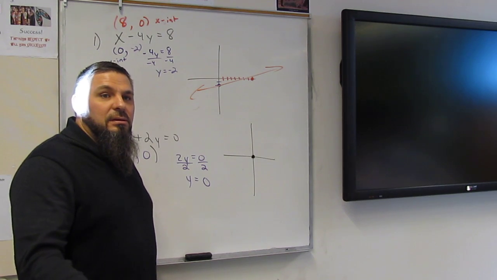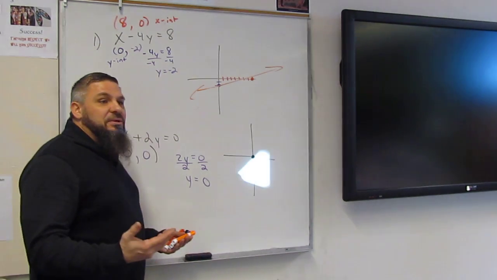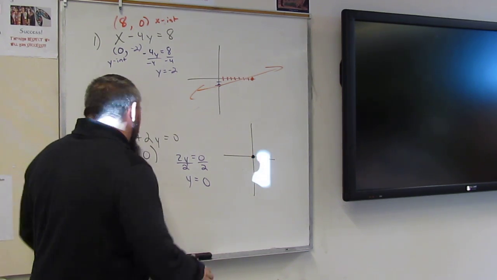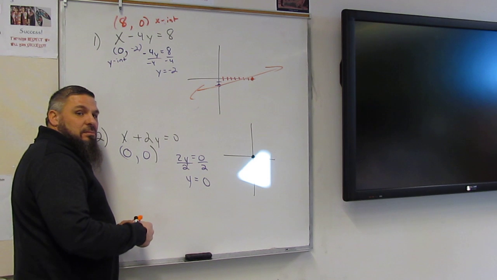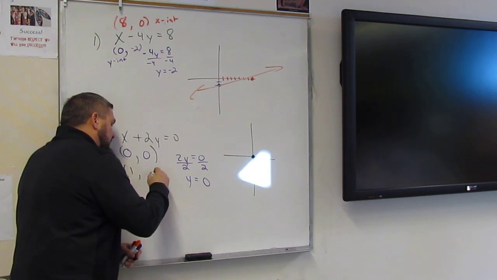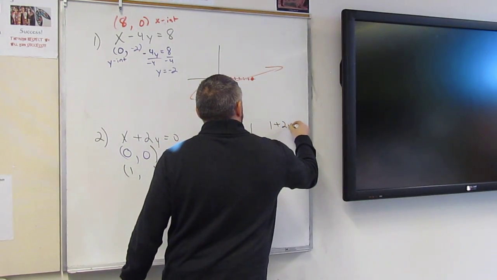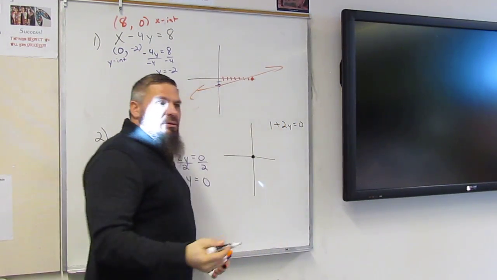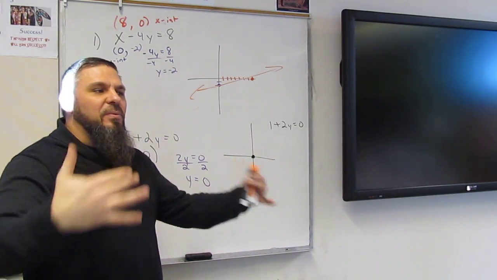0, 1, negative 1, 2. Sure. Yeah, I could plug in some numbers, right? I plugged in 0 for x. What if I plug in a 1? If I plug in a 1 for x, now I get 1 plus 2y equals 0, right? Then what do I do? How do I solve for y?